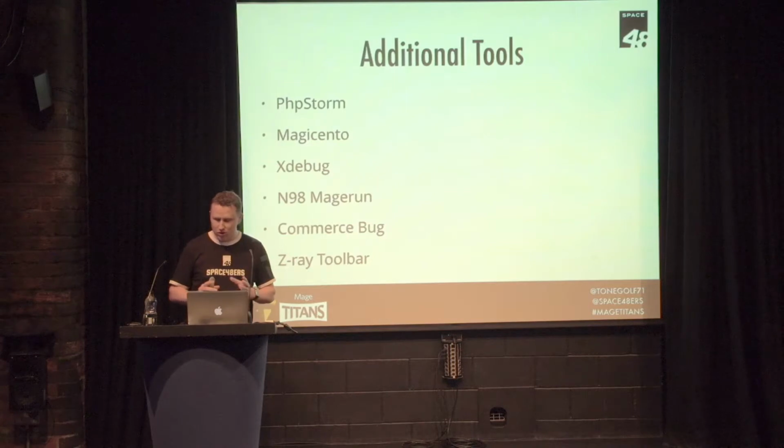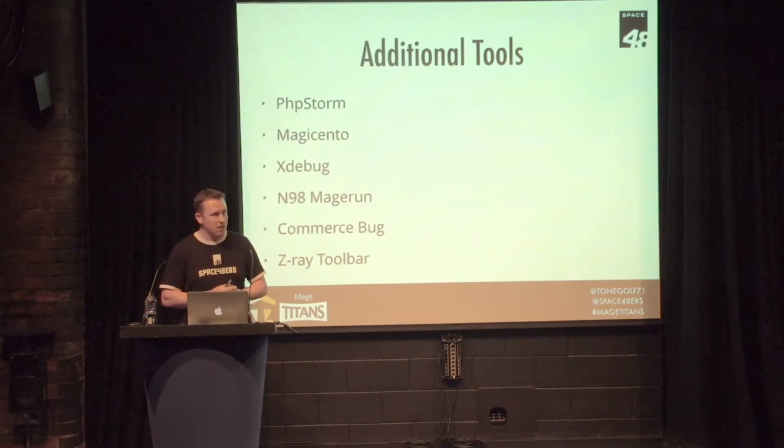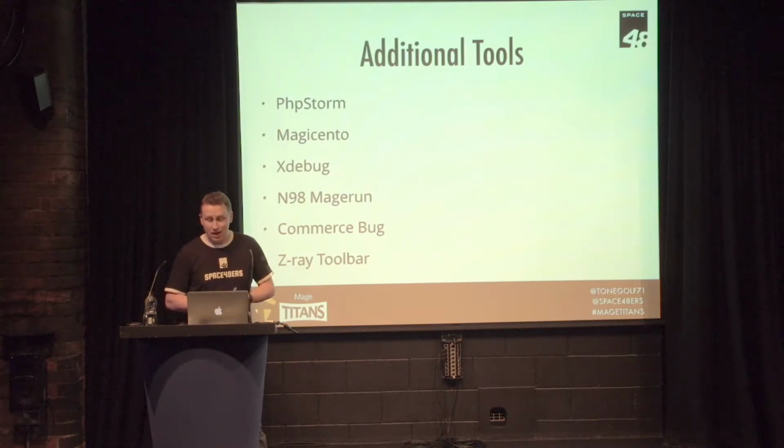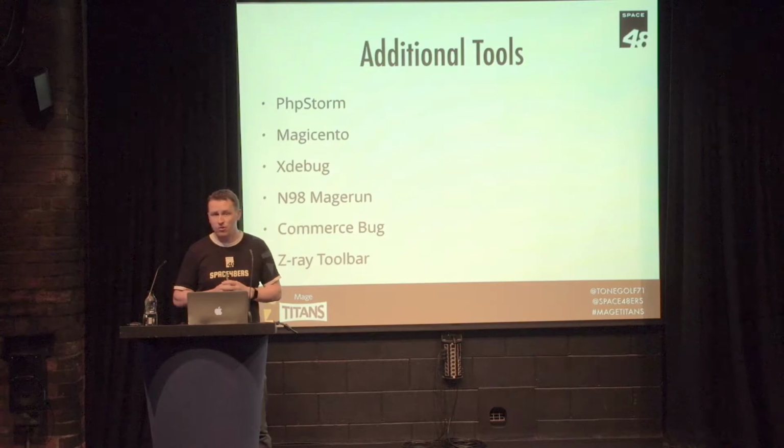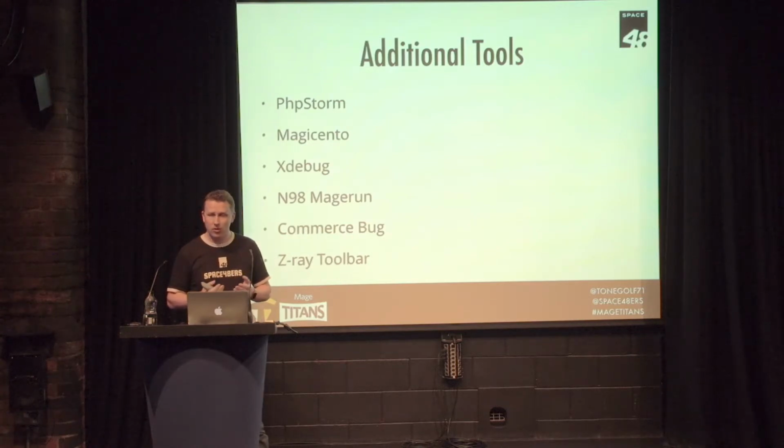Moving on to some others, Commerce Bug is a piece of software from Alan Storm. His name's been mentioned a few times today, and it's been around a while. It's a great tool that works on the front end, a debug toolbar that gives visibility of things such as layout handles that apply to the page, the events that are fired off on that page, the state of the layout XML, and that is a useful tool in itself. I've actually found this very useful in training and working with people that are new to Magento because it really helps to reinforce what's going on behind the scenes. So it's definitely worth checking out.